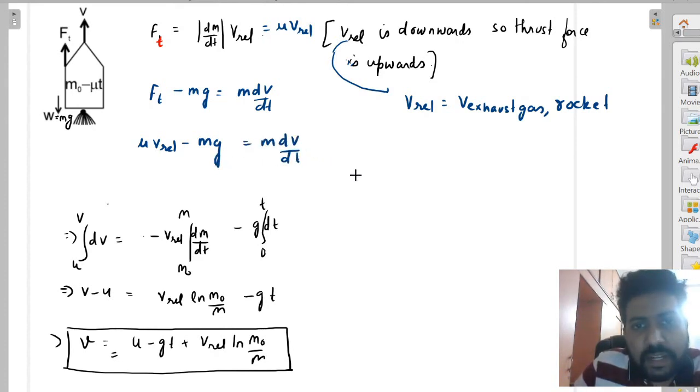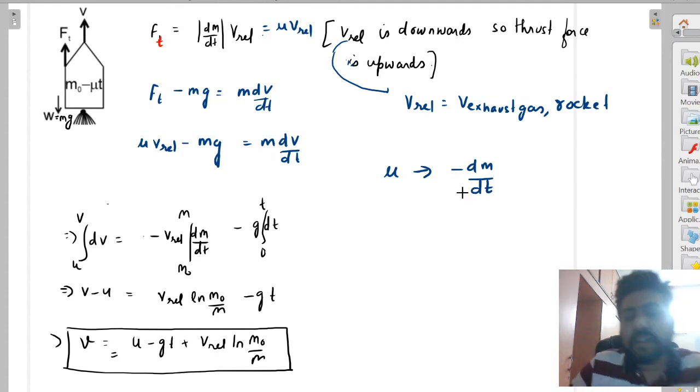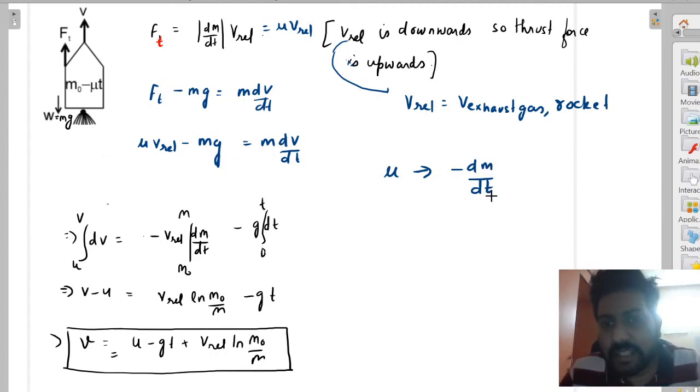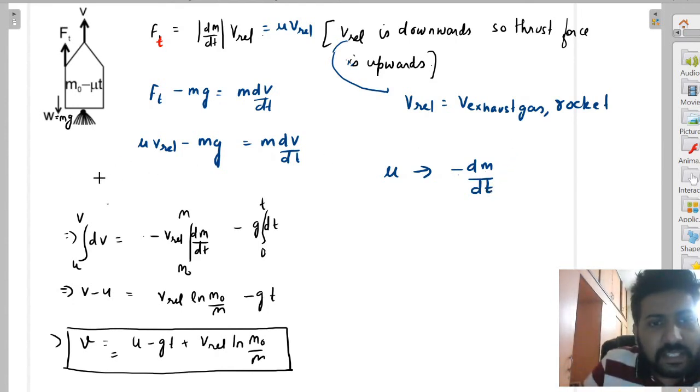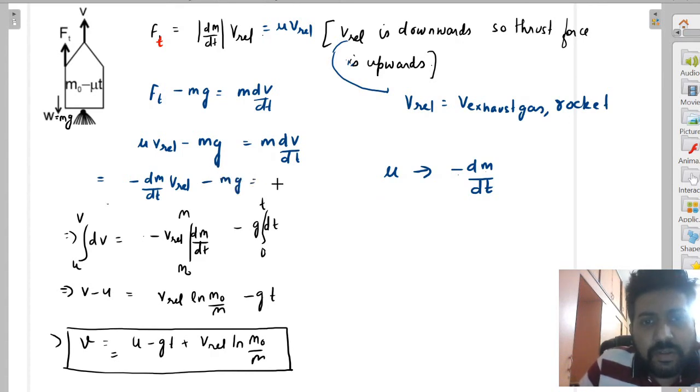But mu can be written as minus dm by dt. Why? Because the mass is getting ejected. Mu is a positive number. If mass is getting ejected, dm by dt is negative. This negative and this negative combine to form positive. So you will say this is equal to minus dm by dt v relative, v relative is constant, minus mg is equal to m dv by dt.